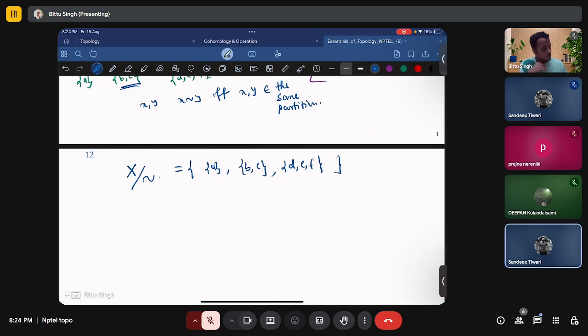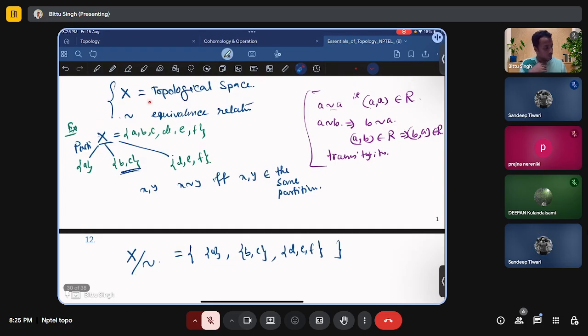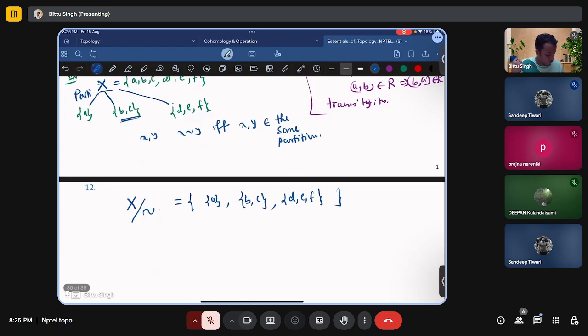So given a set with an equivalence relation, we can create a new set using that relation. Now see that X is a topological space. The question is, can we create another topological space using that relation? That is, can we topologize this X modulo the relation? This is the question.